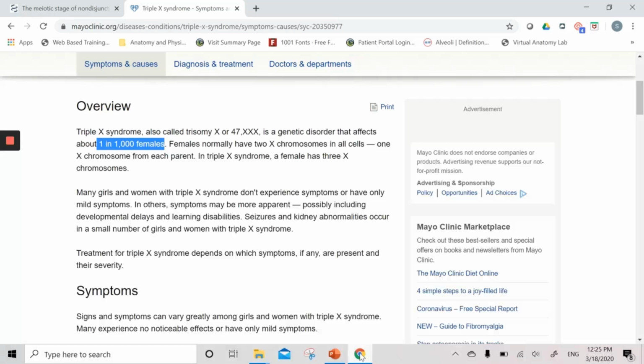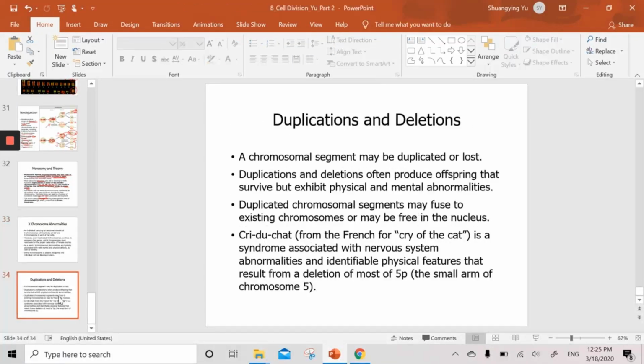All right. And then I'm going to skip the next slide so you guys can read through it. It's pretty straightforward. All right, so I'm going to stop here.